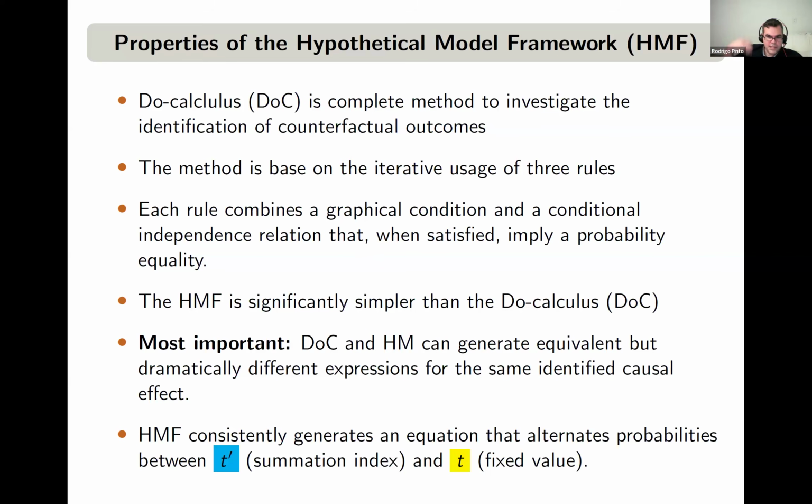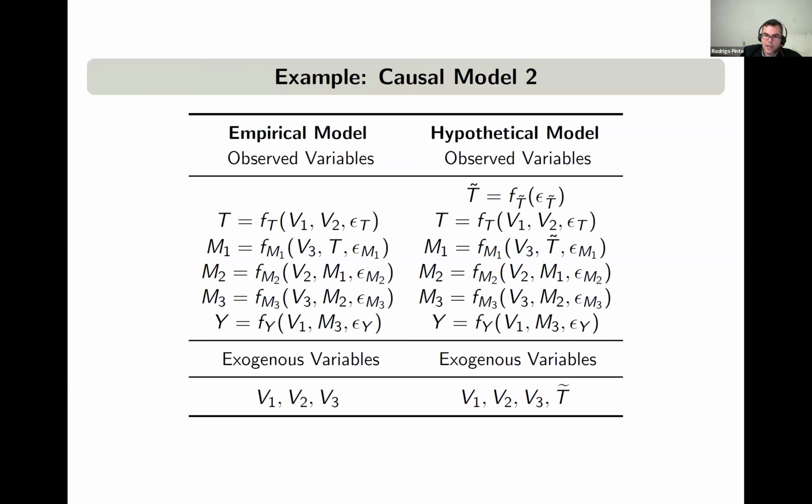In the case of do calculus, it has three rules that combine graphs, conditional dependence, probability, and probability equality. But one interesting feature that I saw when investigating these causal methods is that the do calculus and the hypothetical model can generate equivalent equations that identify cause effects, but they can be very, very different from one another. I'm going to give about three little examples, just to exemplify this feature, and then I'm done.